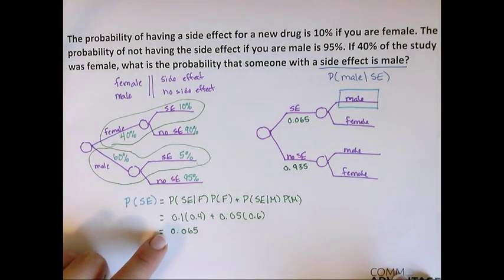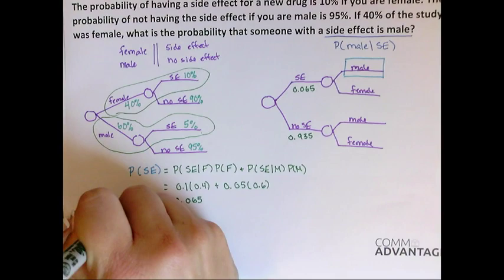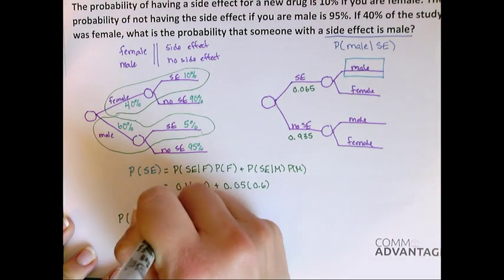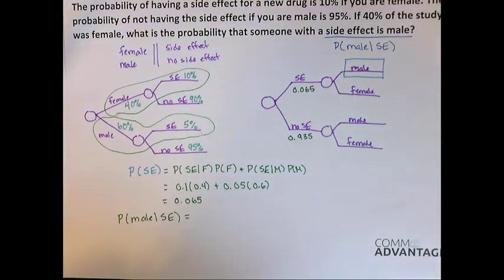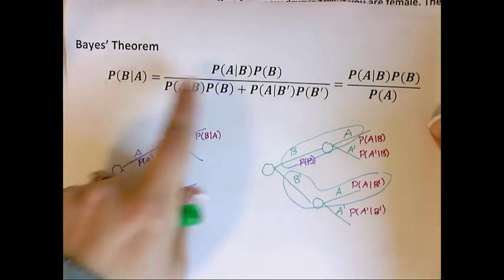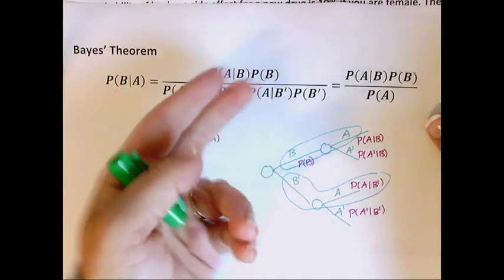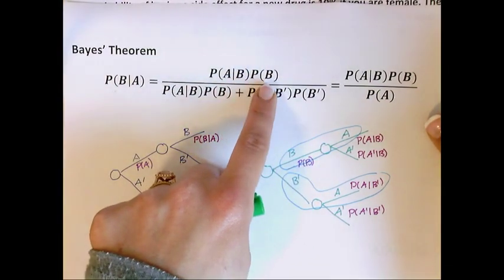So now that I have this, I can figure out my probability of being male given I have a side effect. So going back to my Bayes theorem, the top here, okay, I've already found the bottom. It's just going to go in the opposite direction and then times whatever the second term was.